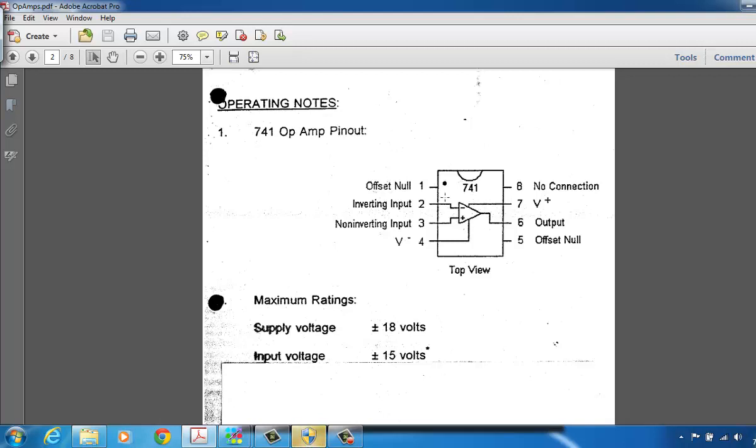Now there's two other pins, offset null, pins 1 and 5. I'll talk more about what offset null is in a future video. And then notice here pin 8 doesn't have any connection. The reason pin 8 is there, even though it's not connected to anything, is just because an 8-pin package is a standard type of IC package. They don't have a 7-pin standard, so it would actually cost more to manufacture a 7-pin package. It's cheaper to manufacture an 8-pin and just not use the 8th pin.